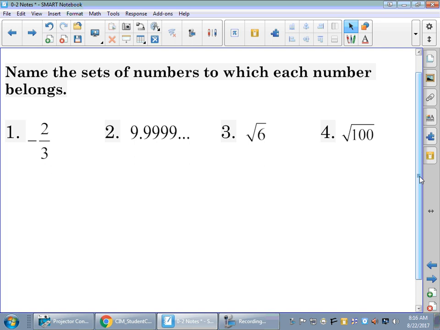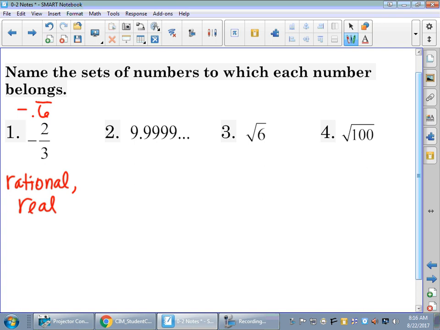So when you look at -2/3, it is not a natural number, it's not a whole number, and it's not an integer because it's a fraction. If I actually put that in my calculator, -2/3 ends up being -0.6 repeating. Now on your calculator, it's going to throw a 7 at the end because your calculator rounds off at the very end. So it's still repeating. And so since it's a repeating decimal, it's going to be a rational, real number. So those are the 2 sets that it belongs to.